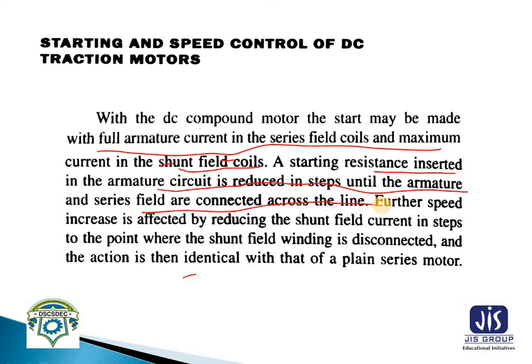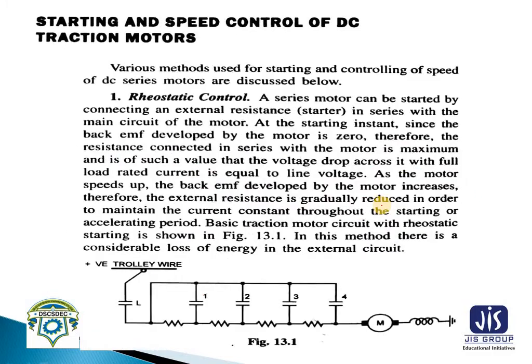Further, the speed increase is effected by reducing the shunt field currents in steps to the point where the shunt field windings are disconnected, and the action will then be identical to that of a plain series motor. Basically, this kind of speed control is very common for DC series motors and DC compound motors. This detailed study of speed control we have already learned in the electrical machines topic, so here we will not go through the details. We are just pointing out those parts which are related to our electric traction motors.